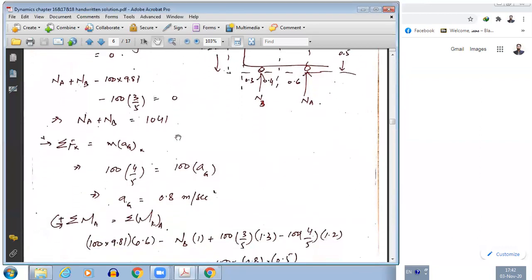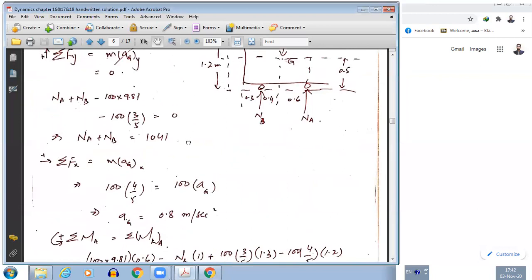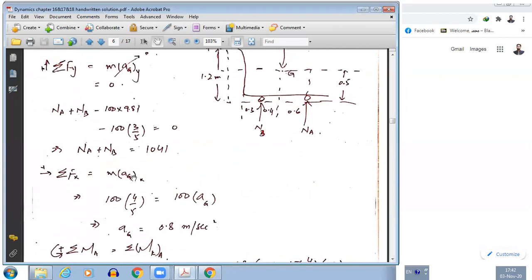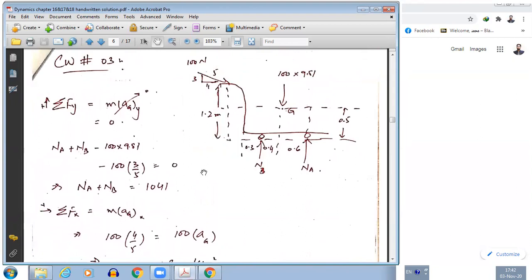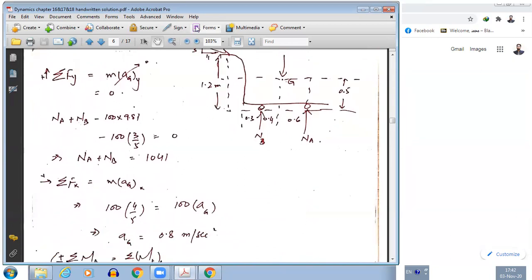Okay, then let's do the summation of forces in the x direction. So summation of Fx equals m a_gx. So in the x direction, there will be an acceleration. Obviously, this will not be 0. So we'll have m a_gx, and this is the a_g that we need to find out in the question.